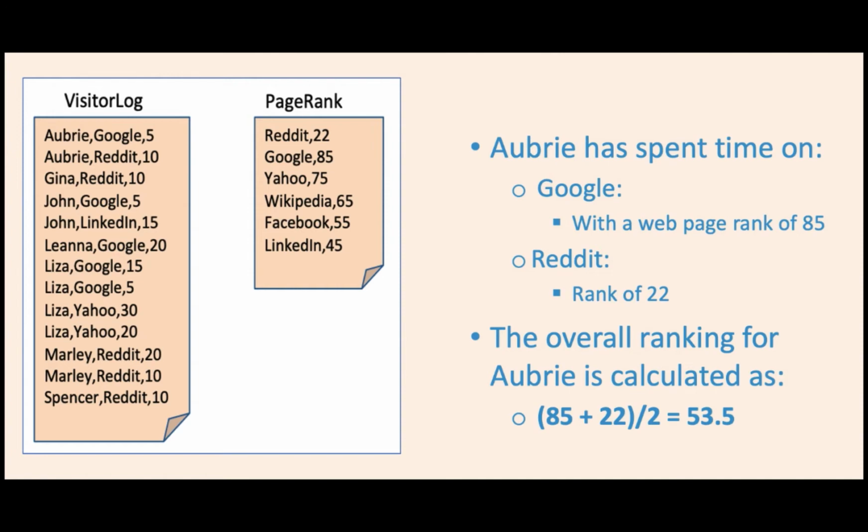The overall goal is to calculate the average ranking of the websites that are visited by each visitor. For example, since Aubrey has visited Google and Reddit with their respective ranking of 85 and 22, the overall ranking for Aubrey is calculated as the average of 85 and 22 should result in 53.5. To be more accurate, the weighted average would be a good measure here, but for demonstration purposes, we are simply going to keep it as simple average. You may want to try the weighted average on your own after you watch the video.